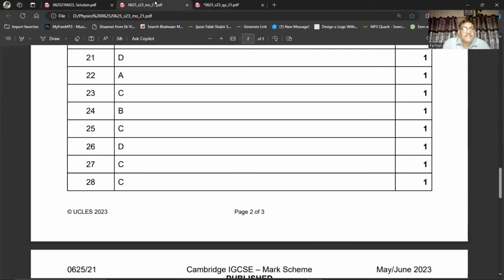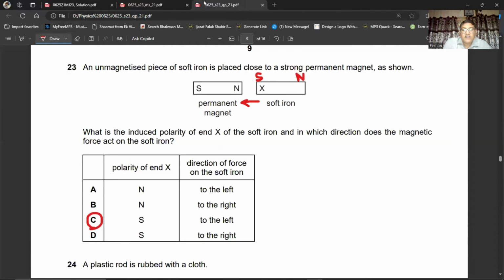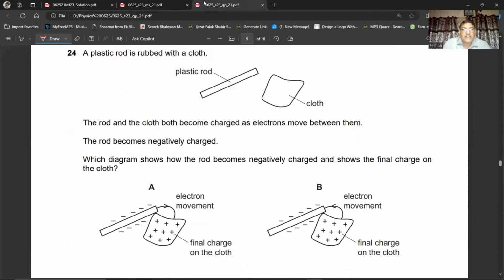Let's check question number 23. C is the right answer. Okay, so we are going to the next question. That is question number 24. A plastic rod is rubbed with a cloth. Okay, so both are insulators, so you are rubbing them together. The rod and the cloth both become charged as electrons move between them.